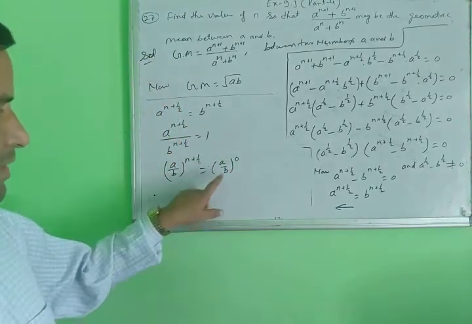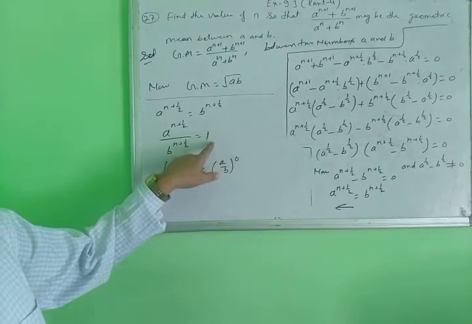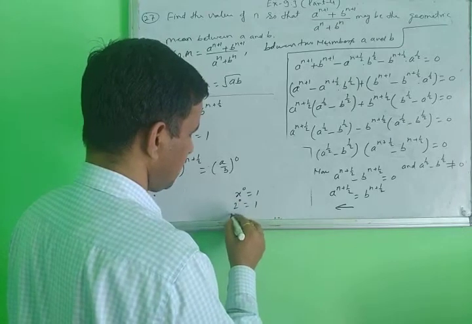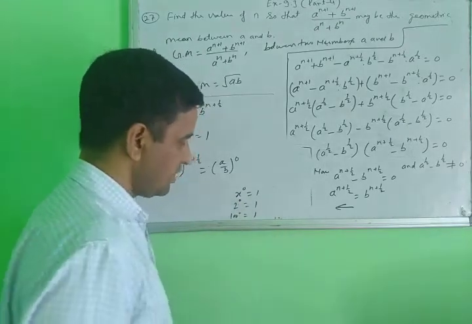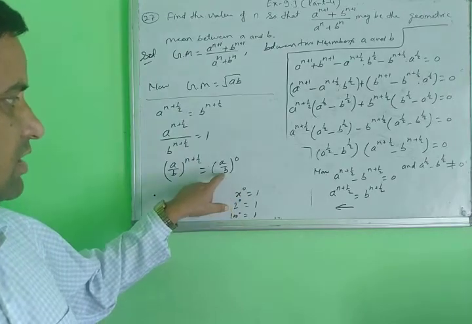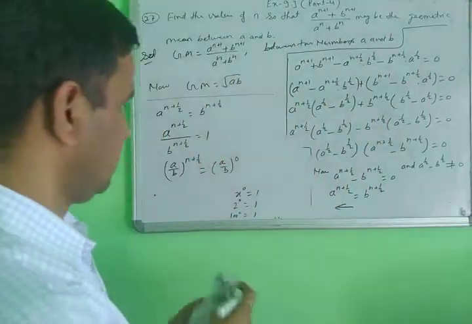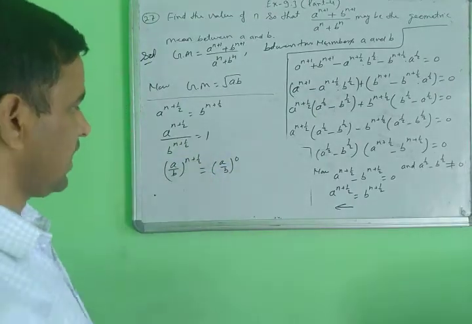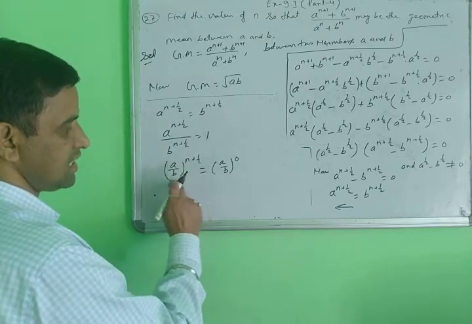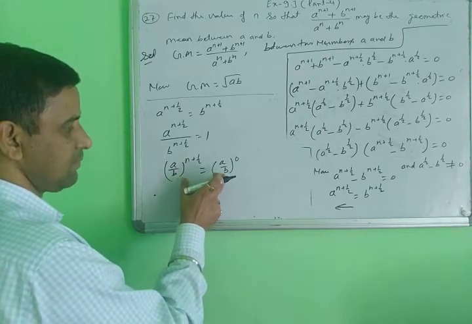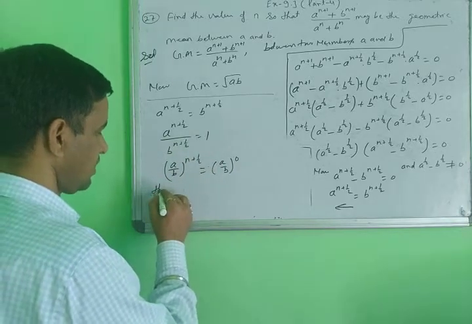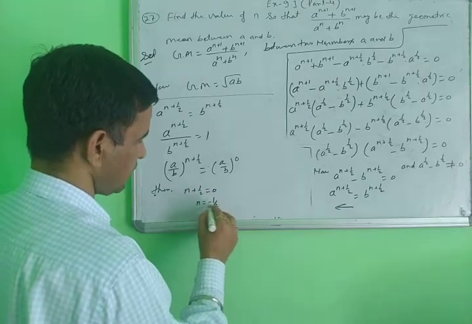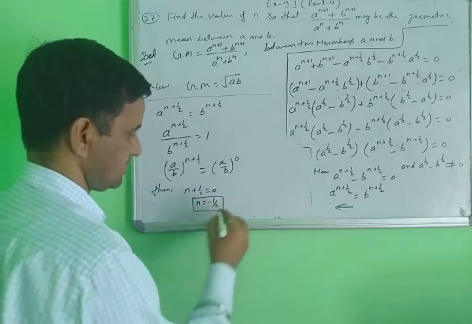You know, every number having exponent 0, the value is 1. Suppose x exponent 0, the value is 1. 2 exponent 0, the value is 1. 100 exponent 0, the value is also 1. So every number having exponent 0, the result is 1. So using this law of exponents: when the base is the same on left side and right side, equate the powers. Then n plus 1 by 2 equal to 0, so n equals minus 1 by 2. So this is your final answer.